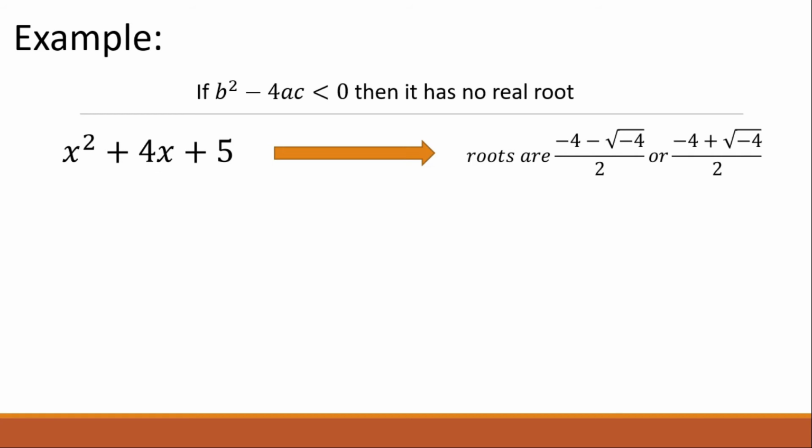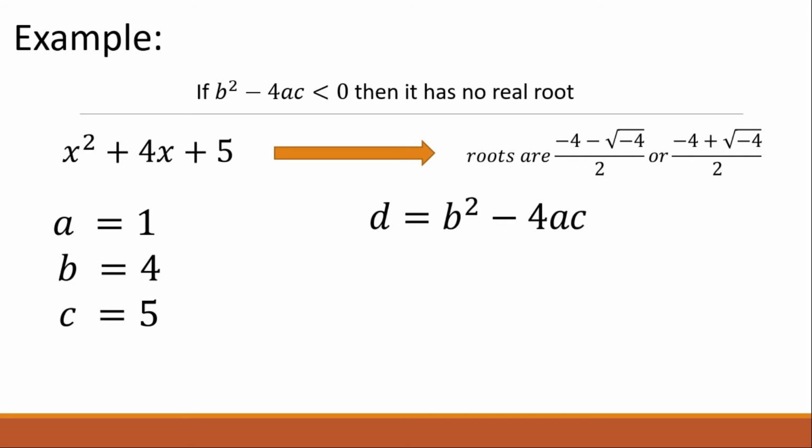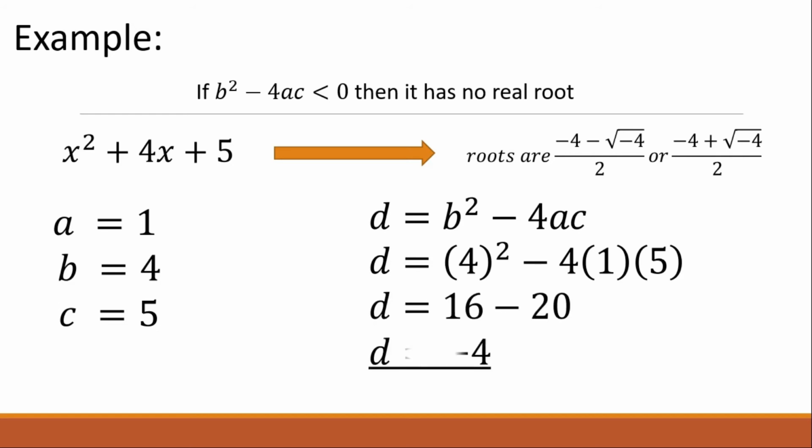Ang kanyang roots ay negative 4, negative square root of negative 4 over 2, or negative 4, positive square root of negative 4 all over 2. So, get muna natin si a, b, and c. Si a is equal to 1, b equals 4, c equals 5. After you get the a, b, and c, you substitute sa ating discriminant formula. So, you will have discriminant of negative 4. So, according dito, kapag nakuha mo naman is negative 4, less than 0, it has no real root. So, kung mapapansin nyo yung roots niya, imaginary kasi square root of negative 4 yan. Diba?